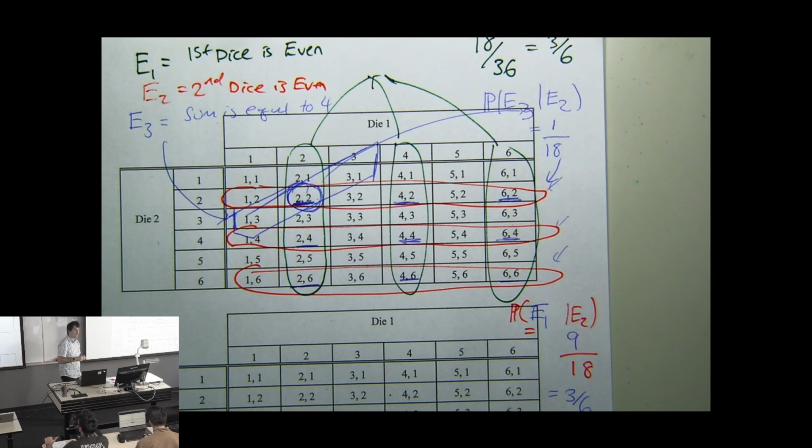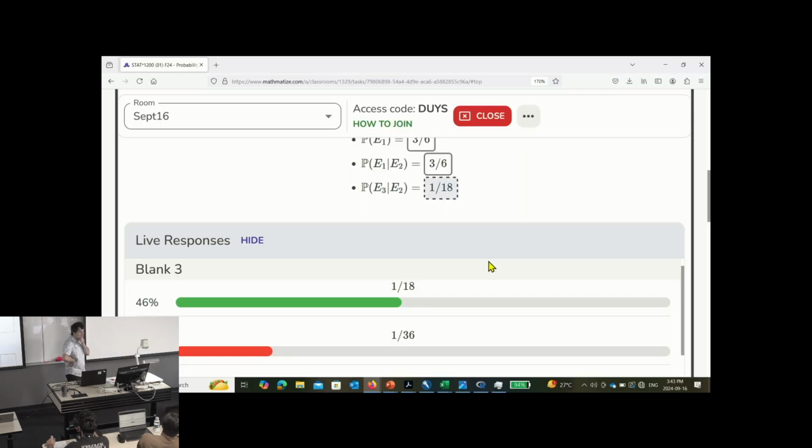1 out of 18. All right, let me think of why people got it wrong. Most people, actually, 46% was the most common answer, so maybe people were closer than I thought. Any questions or comments about that one? Again, you're going to practice some of these conditional probabilities on your homework due on Friday.